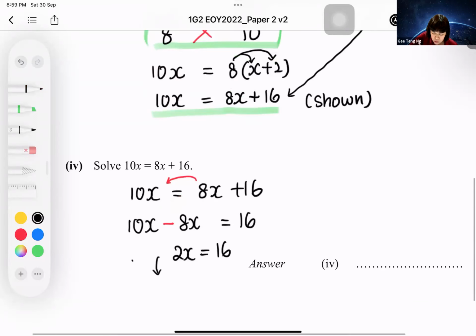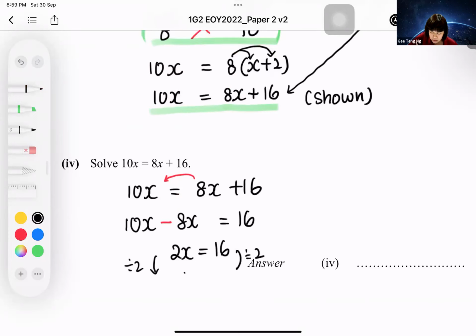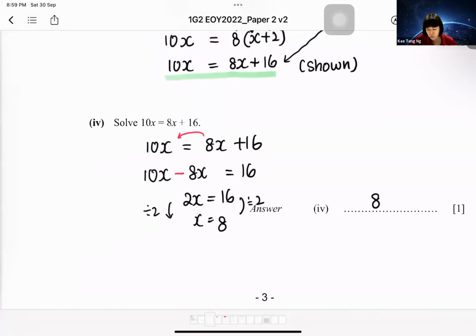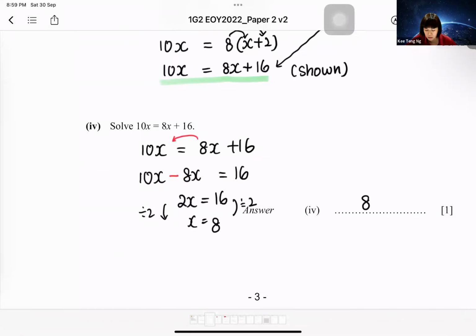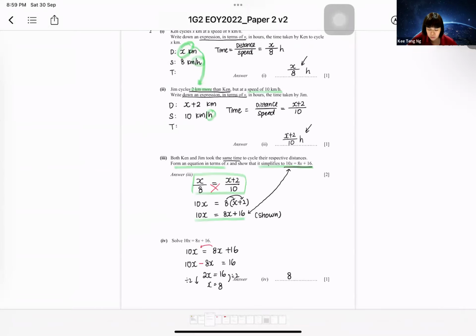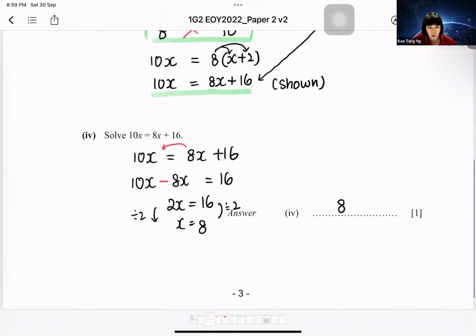To get rid of 2, divide by 2. 16 divided by 2, not 2 divided by 16. So 16 divided by 2 gives me the number 8. Answer: 8. Is this okay? So we found the answer for x already.